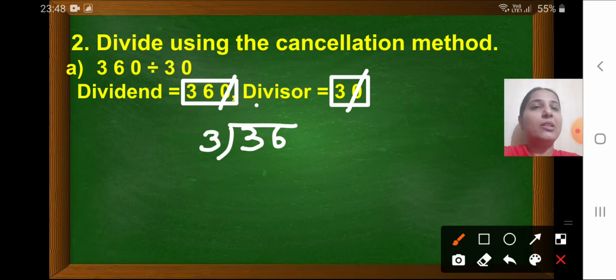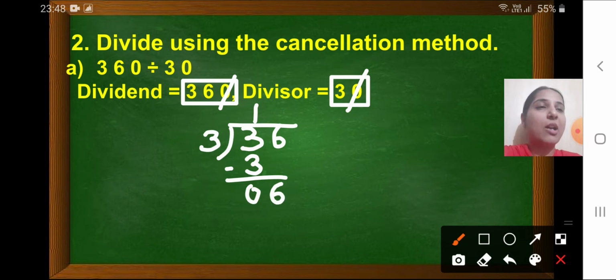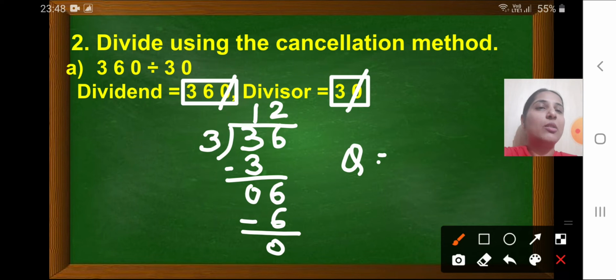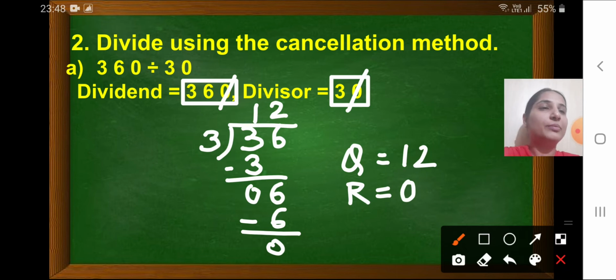So what we will get? 3 ones are 3. When we subtract, 0, then we bring down the 6. Then 3 twos are 6. So what is the quotient obtained here children? Quotient is 12, whereas remainder is 0 here. Okay. So in this way we divide using cancellation method. Now let's move to the next question.